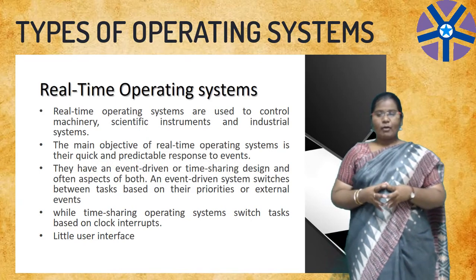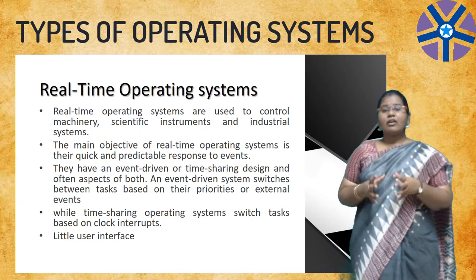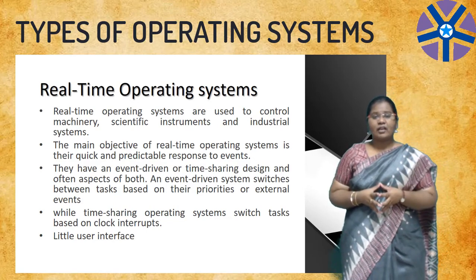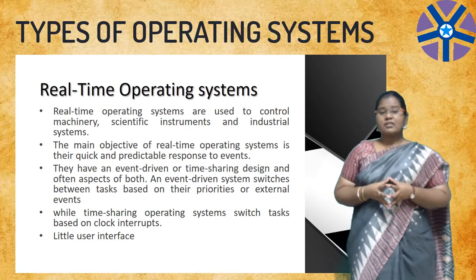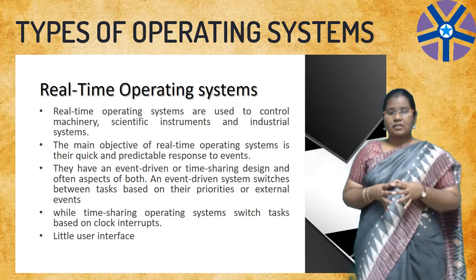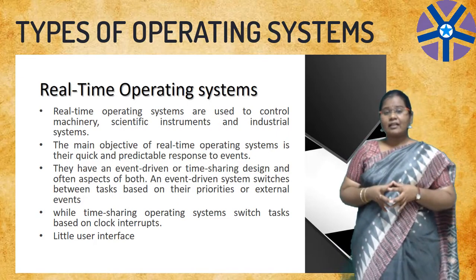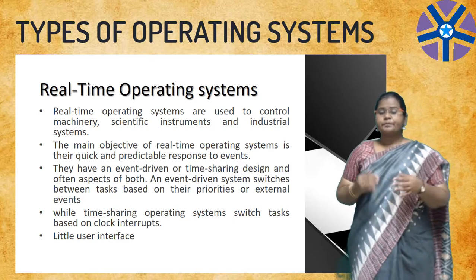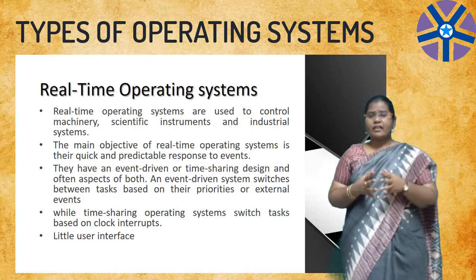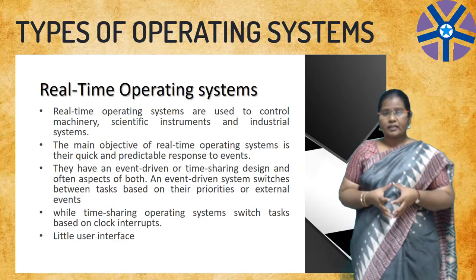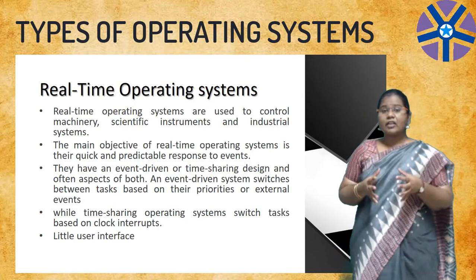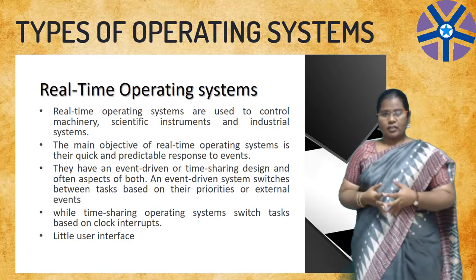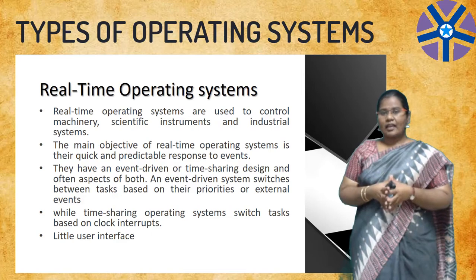These real time operating systems are used to control mechanical machinery and scientific instruments. The main objective of this type of operating system is to provide a quick and predictable response to events. For example, we use real-time operating systems when we need to execute a high priority job. What is this high priority job? Let us take an example.